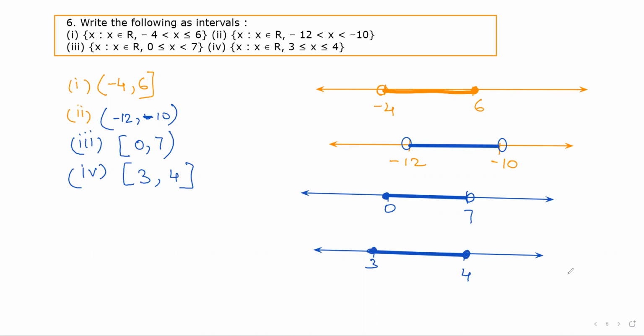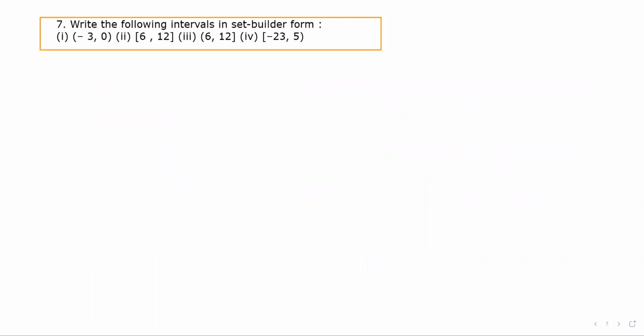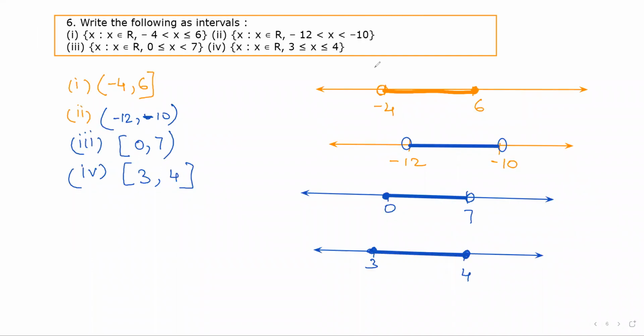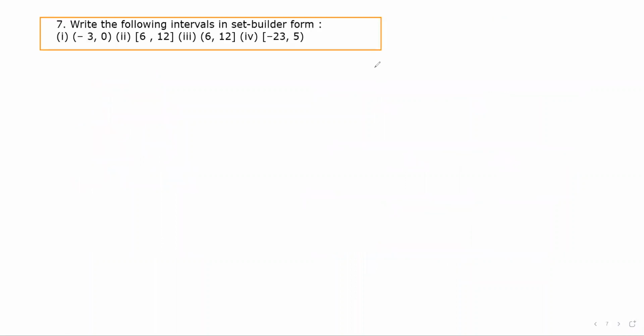Next, write the following intervals in set builder form. Earlier, set builder form was given to you, and you had to write them in interval form. Here, the intervals are given to you. You have to write them in set builder form. So, minus 3, 0 can be written as a set of all x such that x belongs to R and minus 3 less than x less than 0.